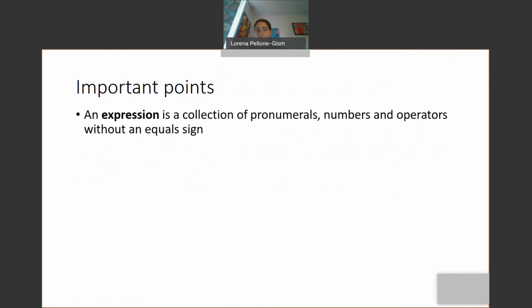An expression is what we've been looking at so far. So an expression just has pronumerals, numbers, and operators, so multiplication, division, etc., without an equal sign. So 2x plus 3 is an example of an expression.